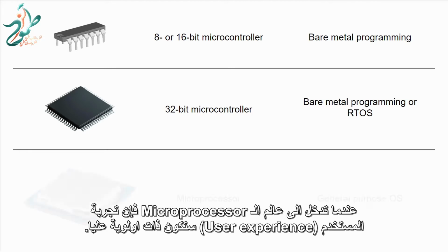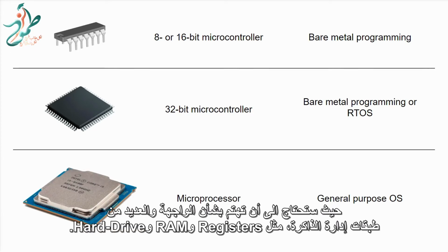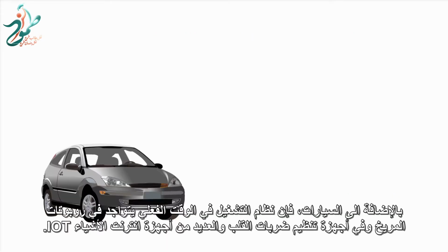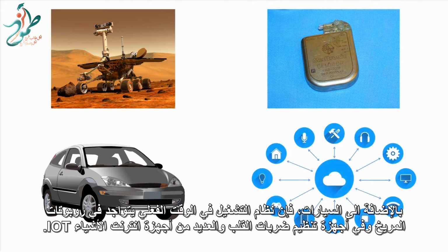When you enter into the microprocessor world, user experience is often the priority, as you need to worry about an interface and several layers of memory management, like registers, RAM, and a hard drive. Here, a general-purpose operating system is appropriate, such as Linux, Windows, Mac OS, Android, and iOS. In addition to cars, real-time operating systems can be found in Mars rovers, pacemakers, and lots of IoT devices.